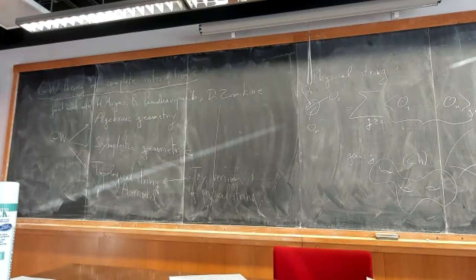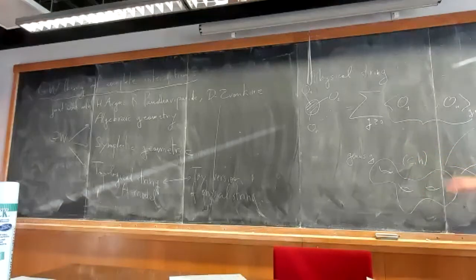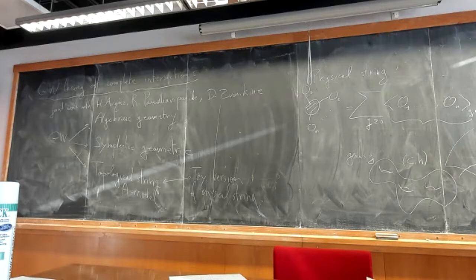So, first of all, you compute correlation functions of these observables in this quantum field theory. So if I fix the metric here, you compute this correlation function inside this two-dimensional quantum field theory. And then you couple this theory to two-dimensional gravity. So essentially you integrate over all possible metrics on the worldsheet.